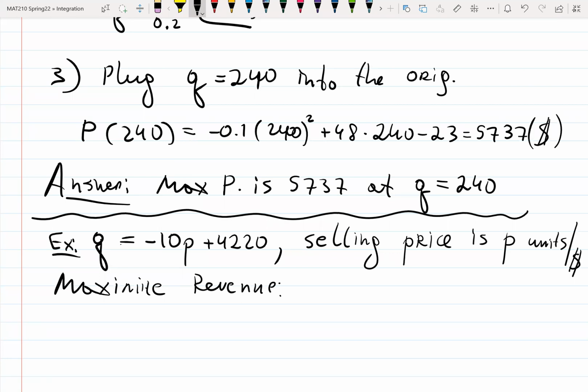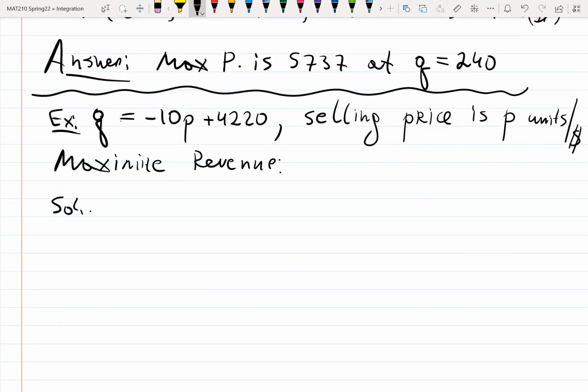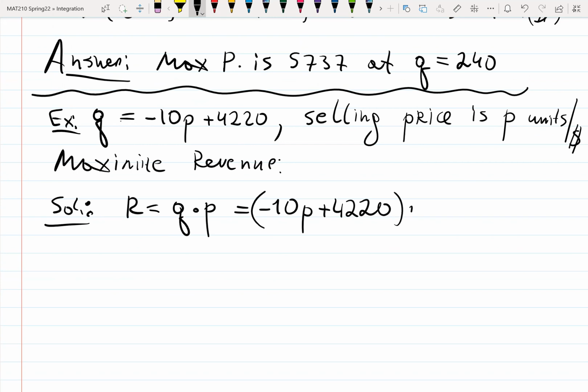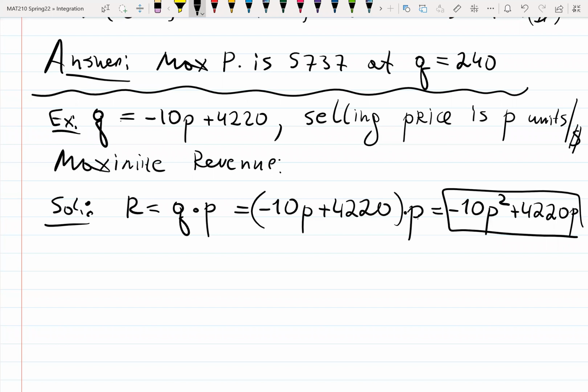So, solution. It doesn't matter if it's not given. Revenue is still quantity times price. So quantity is given as the equation minus 10p plus 42220, and then price is given as p. So you multiply by p, and that gives you the quadratic function minus 10p squared plus 42220p. That is my revenue.